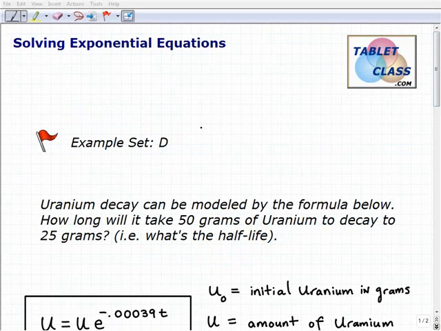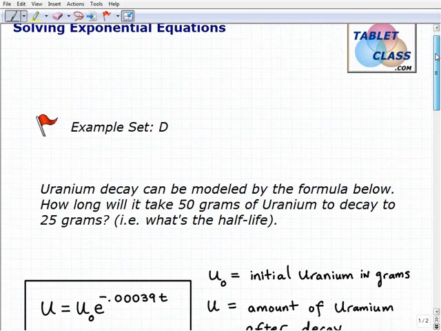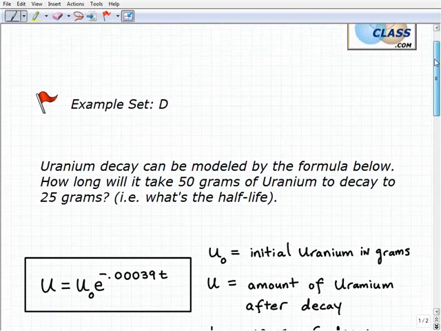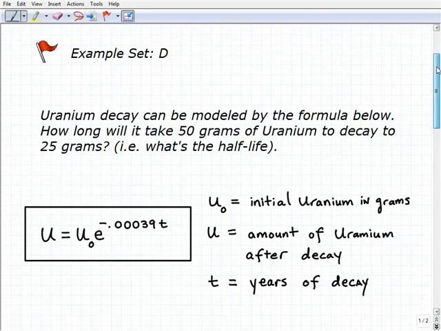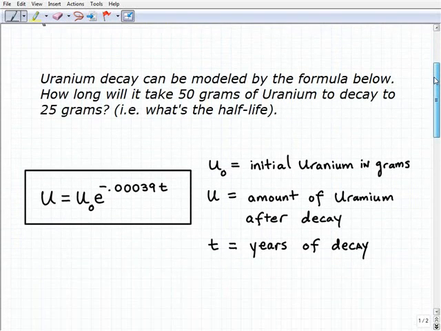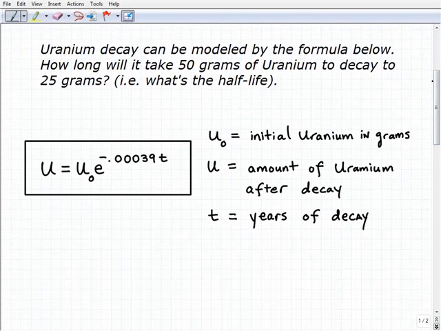This is our fourth example, set D, and I hope you had a chance to watch the lesson and practice the previous example sets. And once again, we're going to be looking at a word problem where we're going to have to solve an exponential equation. Okay, I actually think these are pretty fun, but that's just me. So let's read the problem.